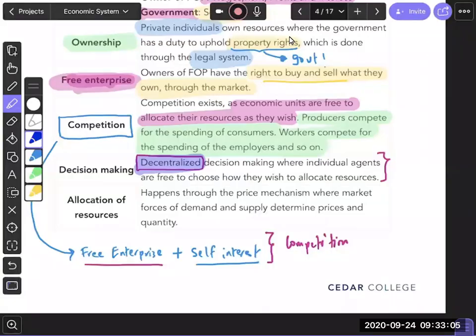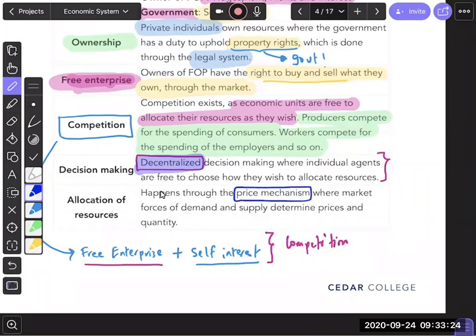So the allocation of resources becomes important now, because how are we doing that in a free market economy? The answer is that in a free market economy, the allocation of resources happens through what we call the price mechanism, the market forces of demand and supply at work. As I said in this example, when people demand more, the price will go up, and that rise in price becomes a signal to the producers that the price is going up, so let's produce more of that good.